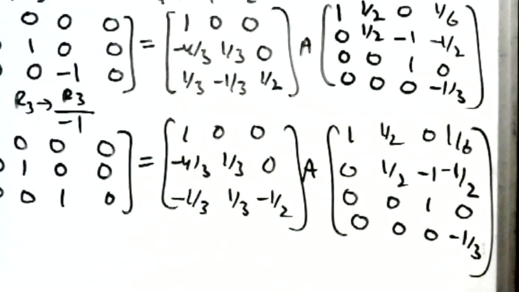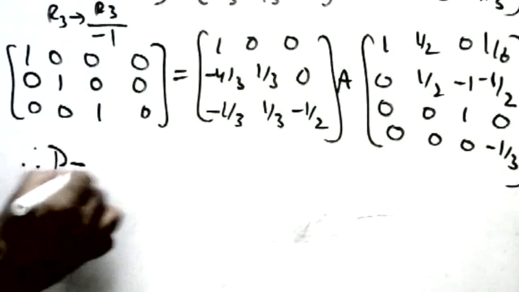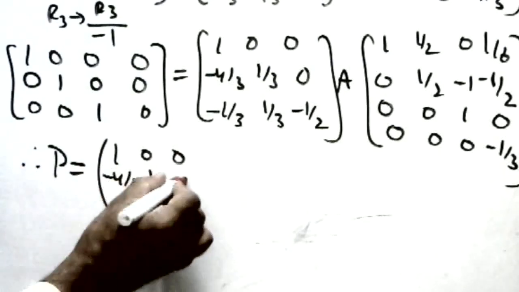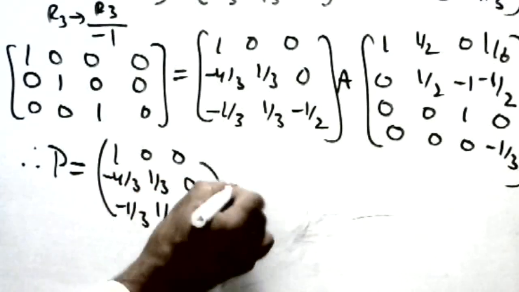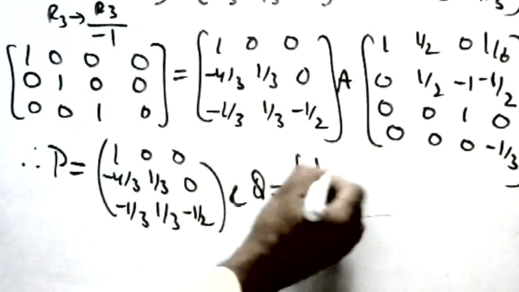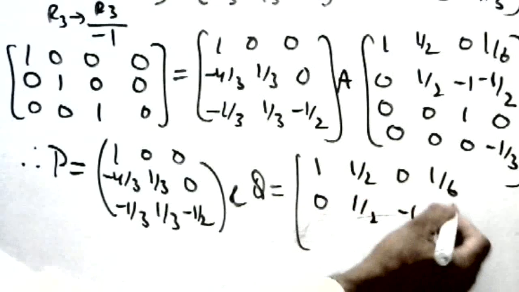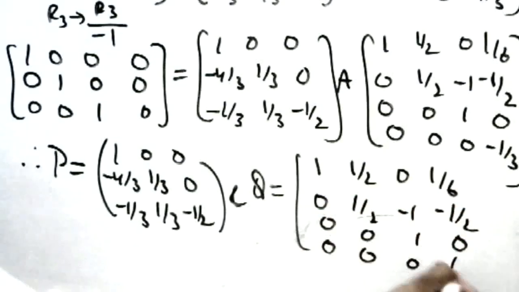So this matrix is called P and the other matrix is called Q. Therefore, let me write, P equals 1 0 0, minus 4 by 3, 1 by 3, 0, minus 1 by 3, 1 by 3, minus 1 by 2, and Q equals 1, 1 by 2, 0, 1 by 6, 0, 1 by 2, minus 1 by 2, 0, 0, 1, 0, 0, 0, 0, minus 1 by 3. So this is the method.